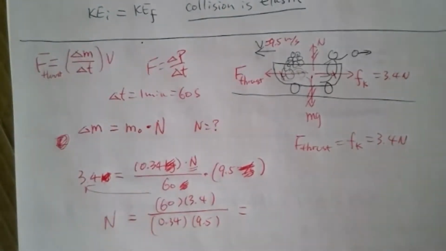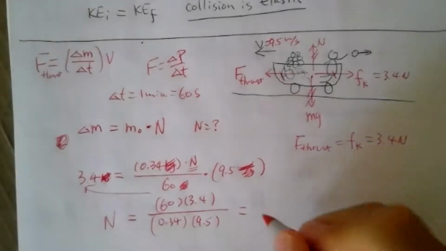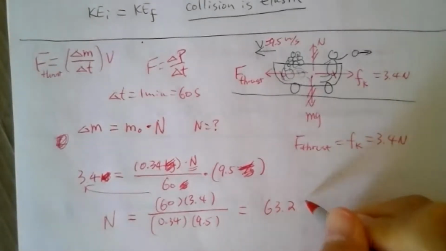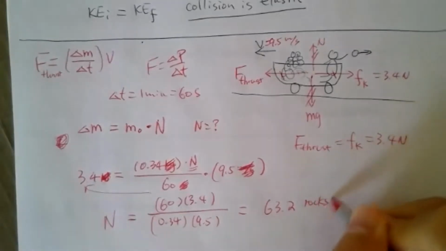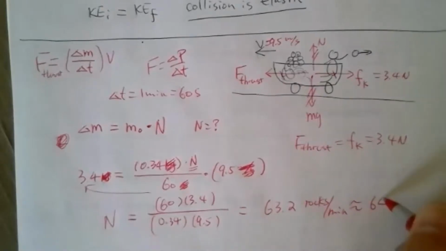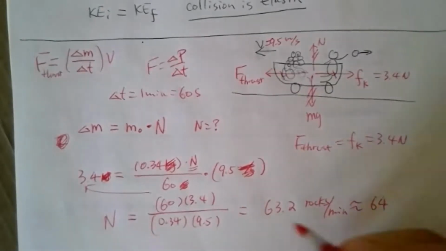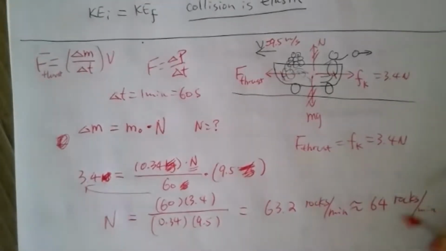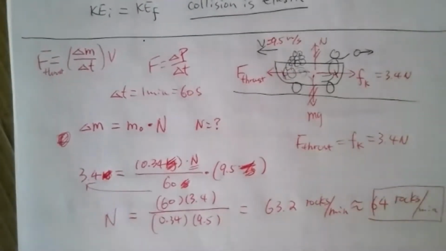So you'll then get about 63.2 rocks per minute. And then you want to round up, because you cannot throw 0.2 rocks, so roughly 64 rocks per minute.